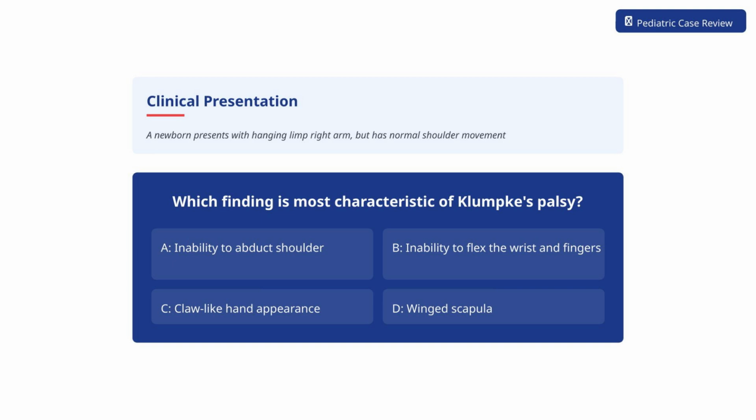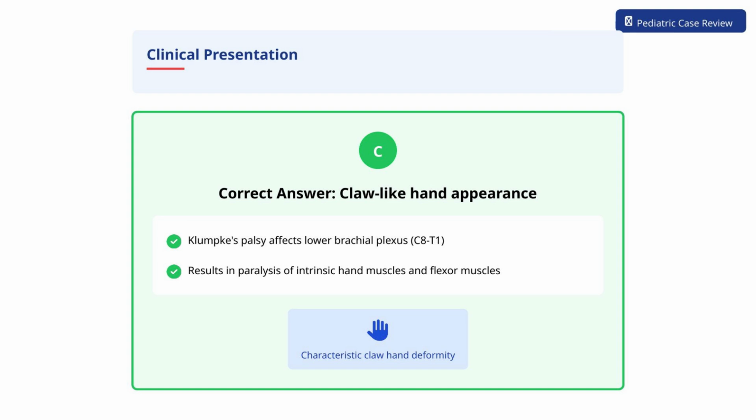A newborn presents with a hanging limp right arm, but has normal shoulder movement. Which finding is most characteristic of Klumpke's palsy? A. Inability to abduct shoulder. B. Inability to flex the wrist and fingers. C. Claw-like hand appearance. D. Wing scapula. The correct answer is C.